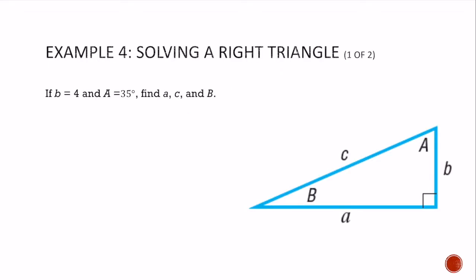So for example 4, let's solve a right triangle. When solving a right triangle, that means finding all of the unknown angles and side lengths. So in this case, I know b is 4 and A is 35. I need to figure out capital B, a, and c. I know that A plus B have to add up to 90 degrees. So 35 plus B is 90 degrees. That means B is 55 degrees.